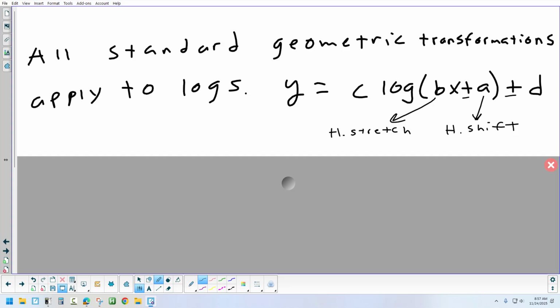Now, what if B is a negative number? That's the third thing that can happen inside the argument. Is that a reflection? Yep. That's a reflection. Which axis does it reflect over?